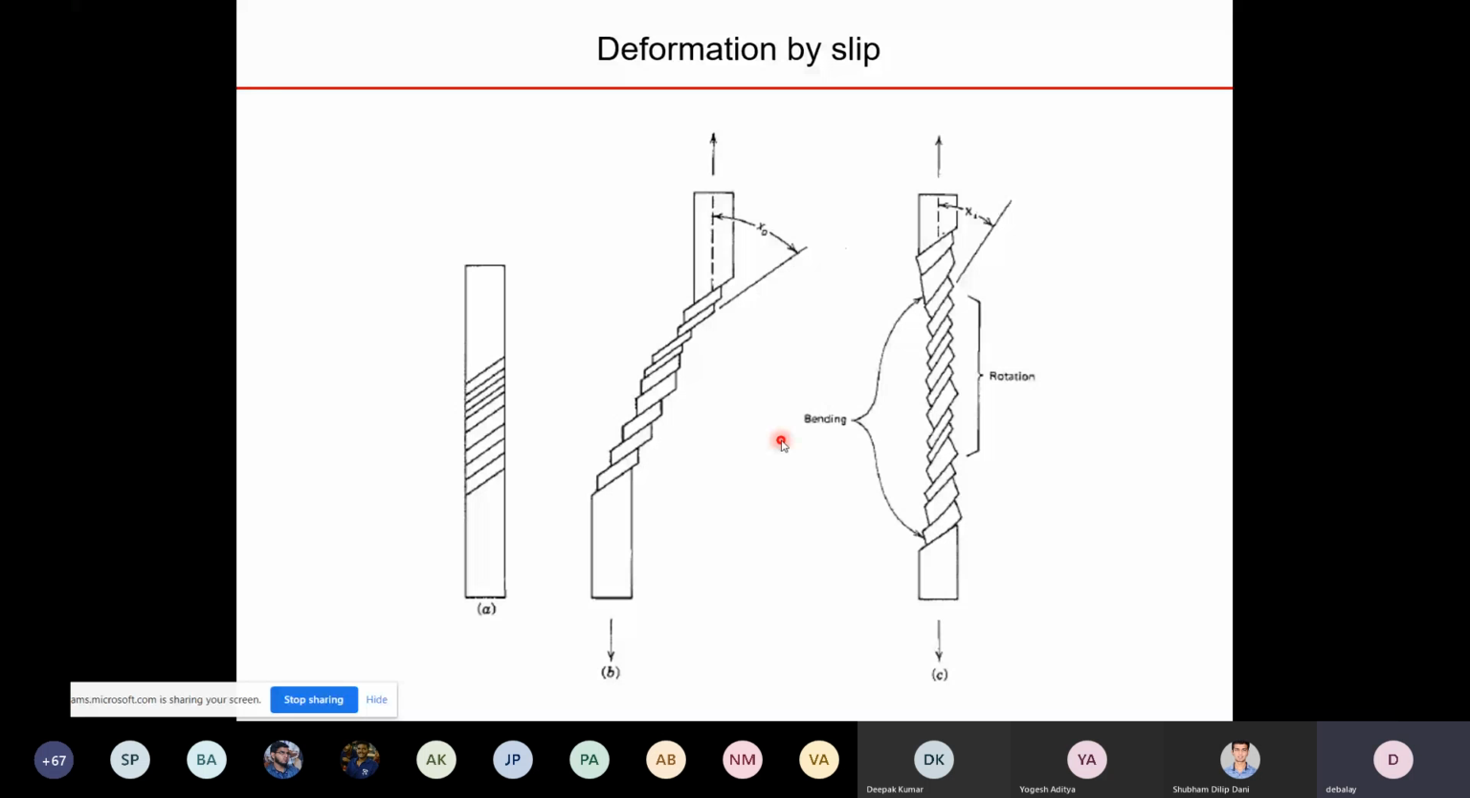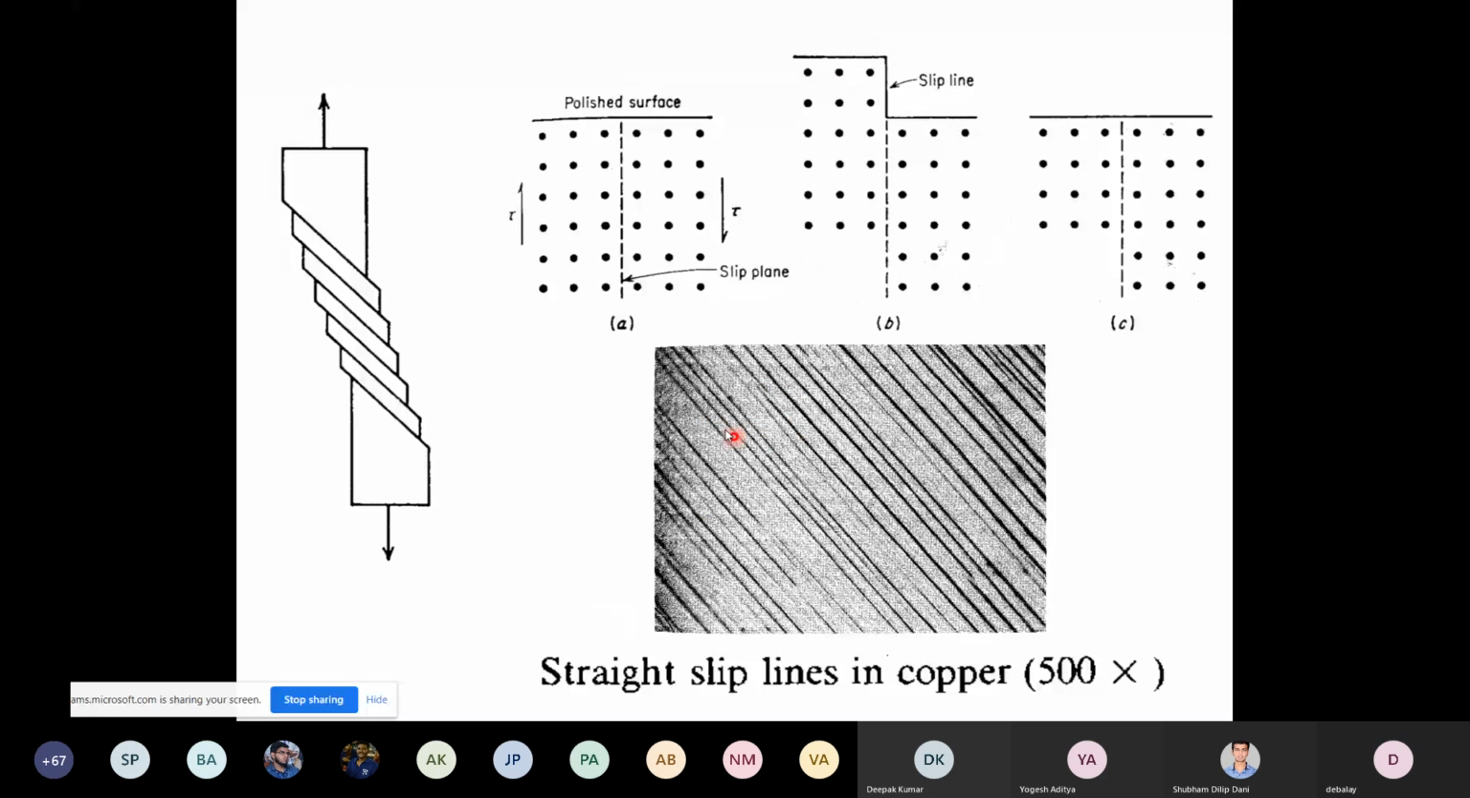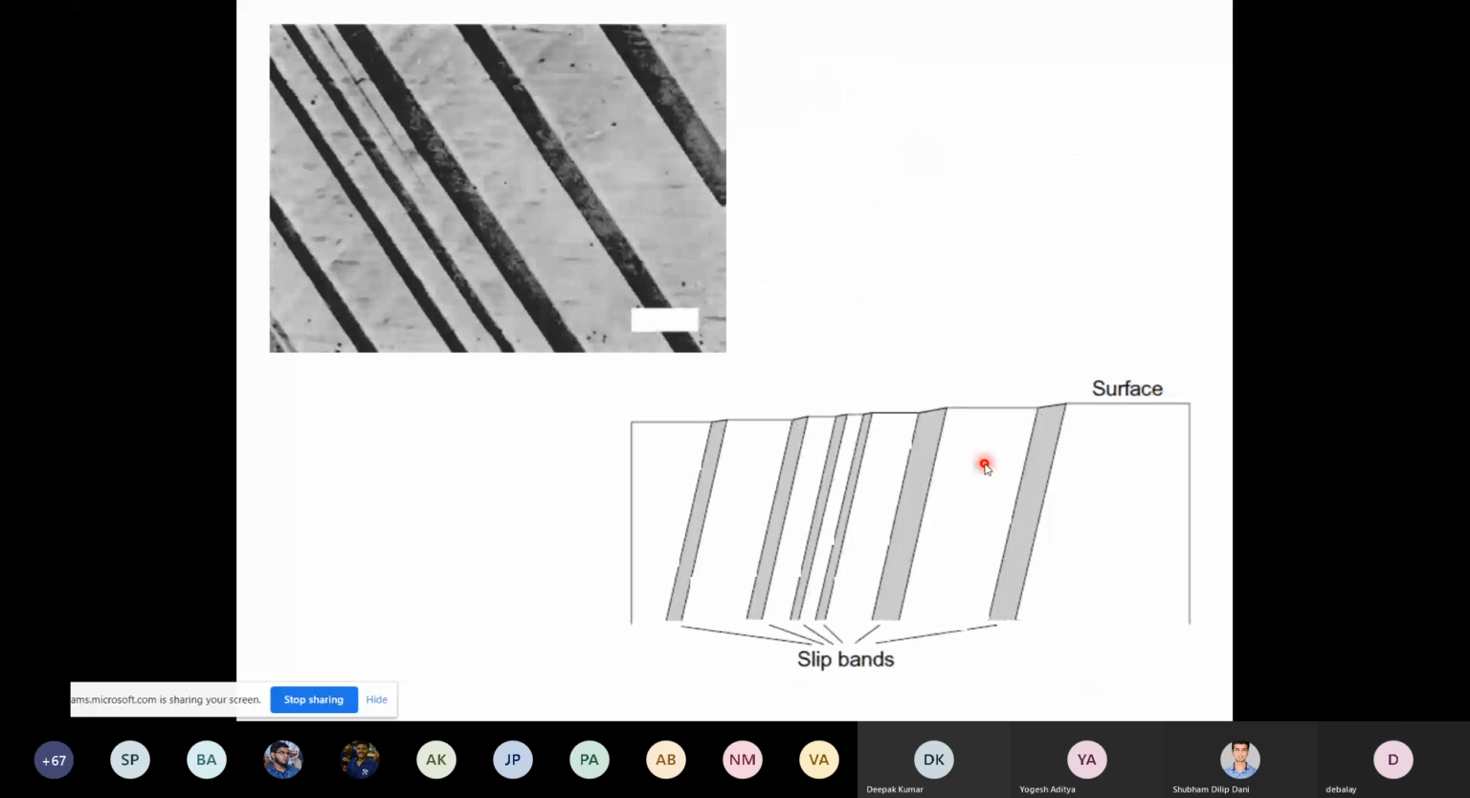And we see a step because of slip, which is called a slip step. When we see them on the surface, it is called a slip band. Together, they are called slip band. So this is single crystal deformation. This is showing the slip bands.